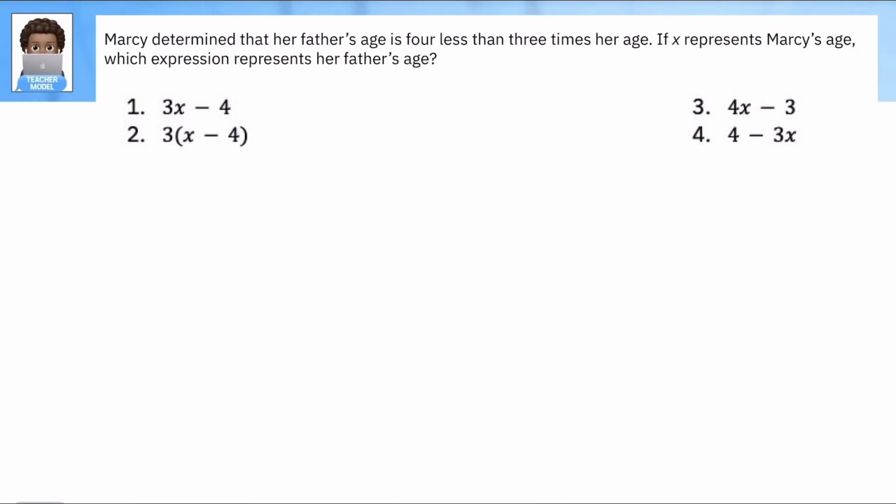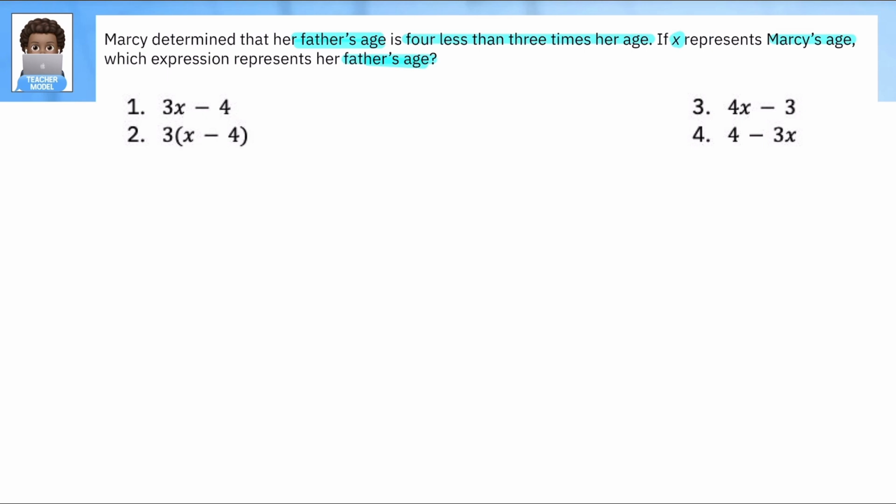So let's start off with this first one. I'll start with annotating. Marcy determined that her father's age is 4 less than 3 times her age. So this is her father's age, is 4 less than 3 times her age. If X represents Marcy's age, which expression represents her father's age? Okay, so that's what I'm looking for, her father's age.